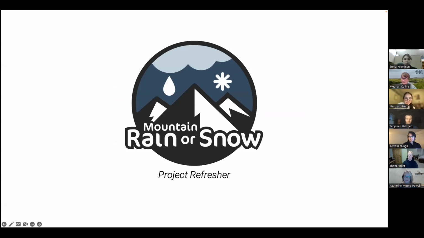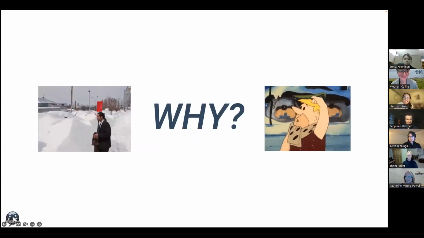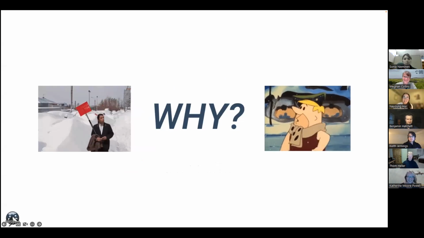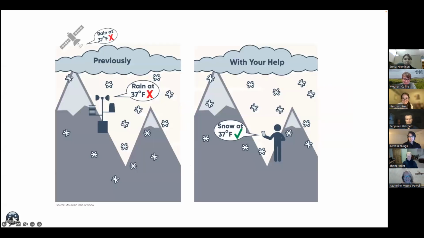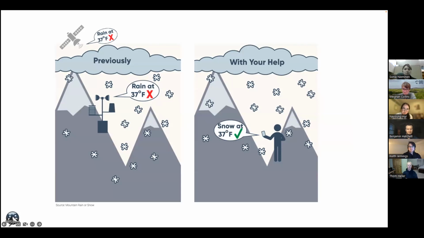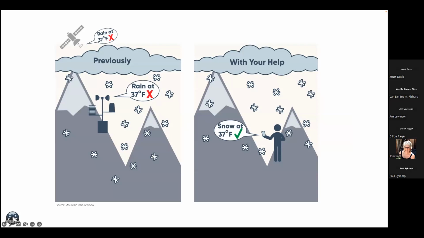So I guess we can start off with the question of why. Why am I seeing snow when it's 36 degrees Fahrenheit outside? Why is the rain falling now transitioning into snow? Or why was that not forecasted? So Mountain Rain or Snow is a collaborative effort to answer these questions, to better understand winter weather, whether it is rain, snow, or mixed precipitation. And we do this because weather stations and also satellites just can't do it as well as ground-based observations, as Megan just said. And that's just more so the case in mountainous regions.